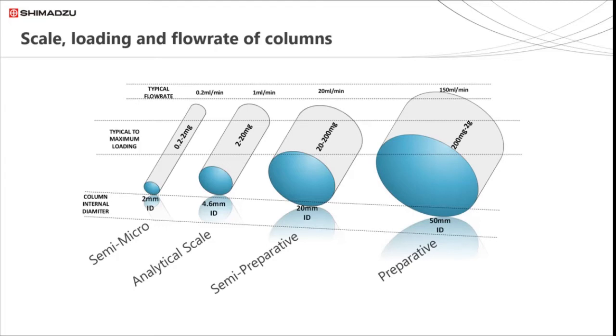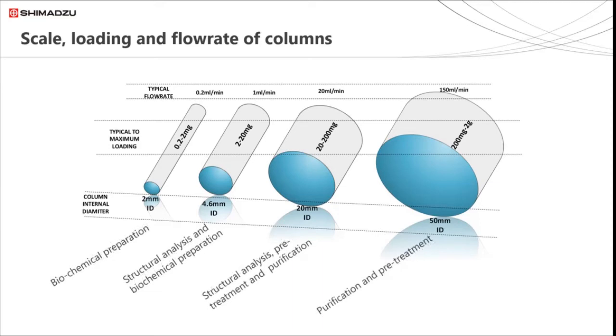We can go larger than 50mm ID, but these are typically referred to as industrial scale and can have flow rates of several litres per minute. Each of these column sizes has a typical to maximum loading, but as you can see, this range tends to be large and is really only a guide.